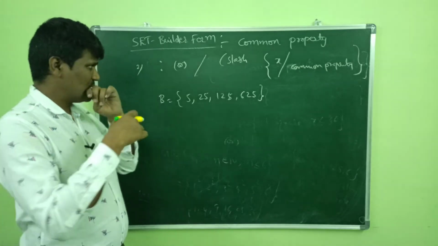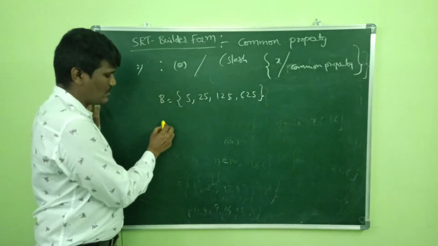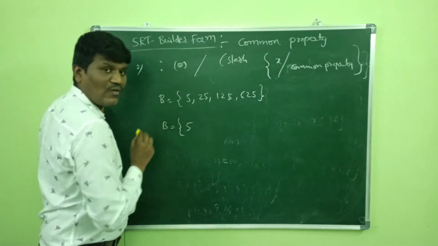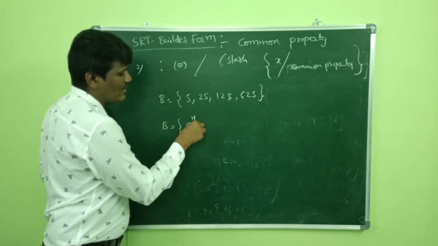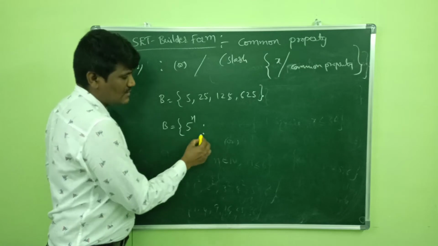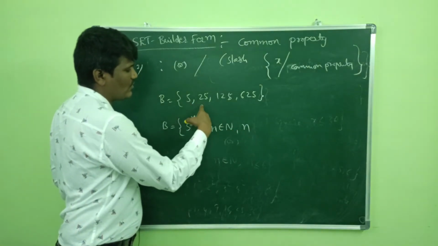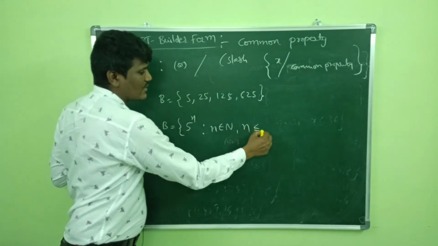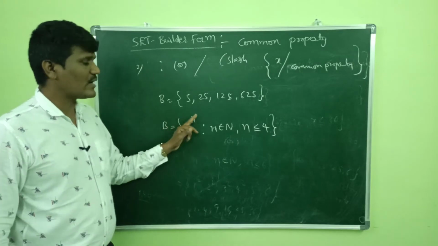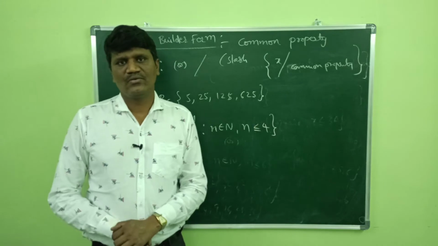So you can write this in two manners. First let us see one method. B is equal to 5 power n such that n belongs to N, n less than or equal to 4. That is 5 power 1, 5 power 2, 5 power 3, 5 power 4. This is the one method you can write.